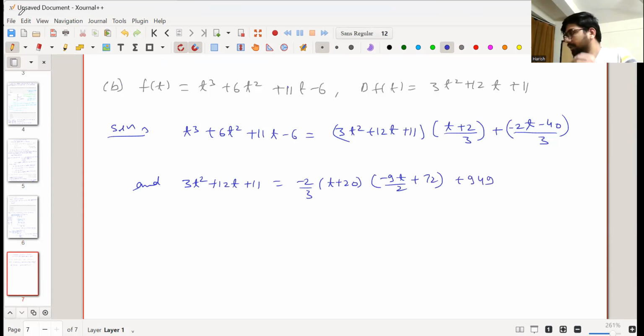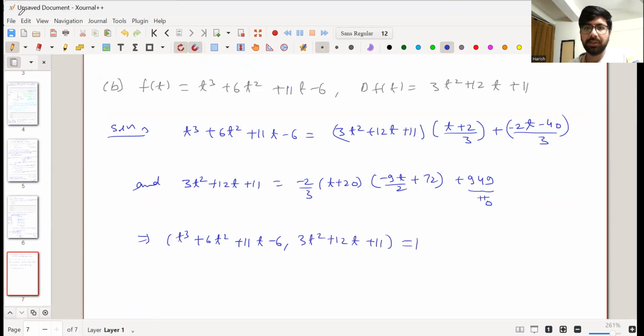Okay, so this is not equal to 0. So GCD is now this 949 up to units. So up to units, that means t cube plus 6t square plus 11t minus 6 and 3t square plus 12t plus 11 have GCD 1 because it is a unit. Okay, so this implies t cube plus 6t square plus 11t minus 6 has no repeated roots.